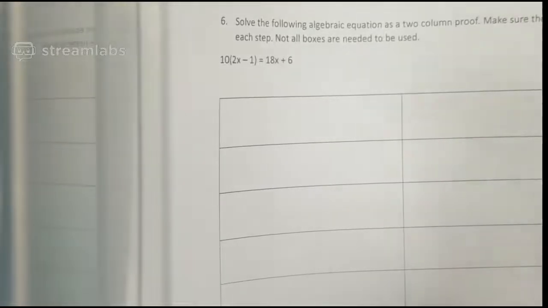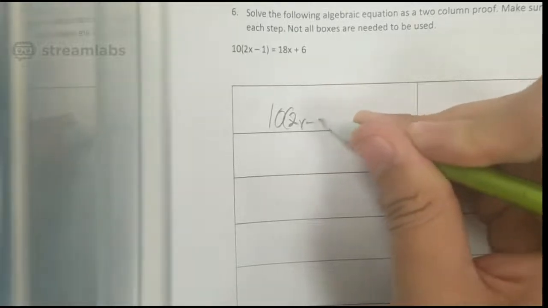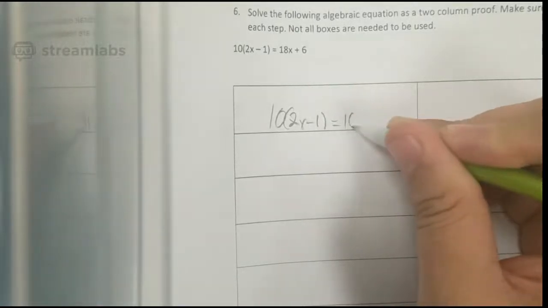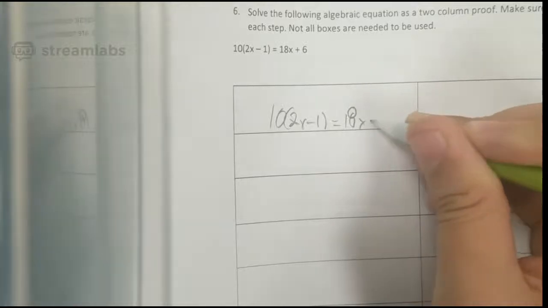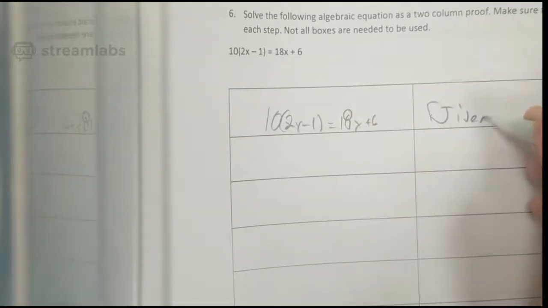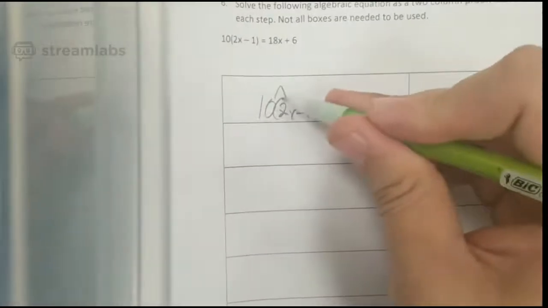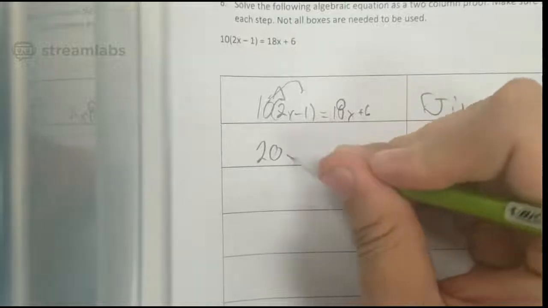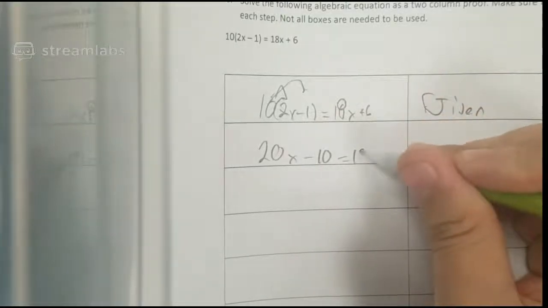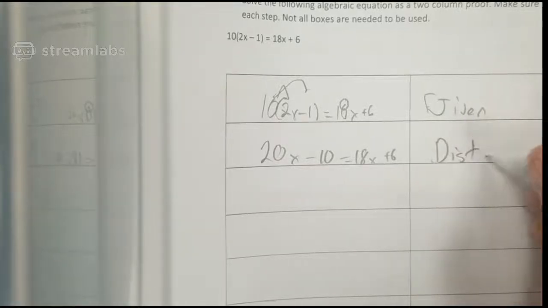Algebraic proof. This is just straight algebra, and then just explain your steps. So we could start with the first part, which is literally what we have in the beginning. 2x minus 1 equals 18x plus 6. So that's given. All right, next one. We're going to distribute the 10 to both of these. So it's 20x minus 10 equals 18x plus 6. That's distributive property.